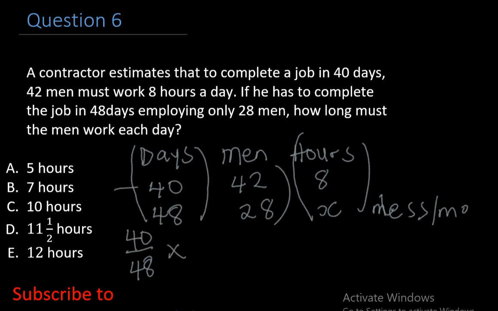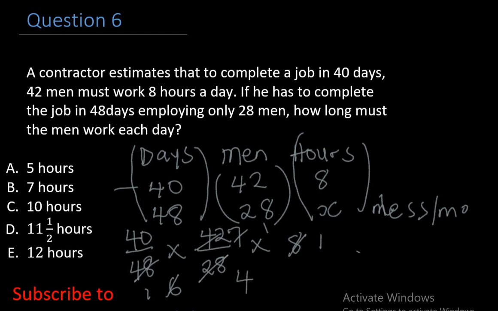Times, compare the men and the hours. 42 men, it took them 8 hours to do this job. If the men are reduced to 28, it will take them more hours because they are fewer. If more, less under. Now the less, which is 28, will be in the under, and 48 will be on top, times the 8 hours. Right? So 8 here 1, 8 into 48 is 6. 6 here 1, 6 into 42 is 7. 7 here 1, 7 into 28 is 4. 4 will go into 40 10 times. So my answer will be 10 hours. And the right answer is C.